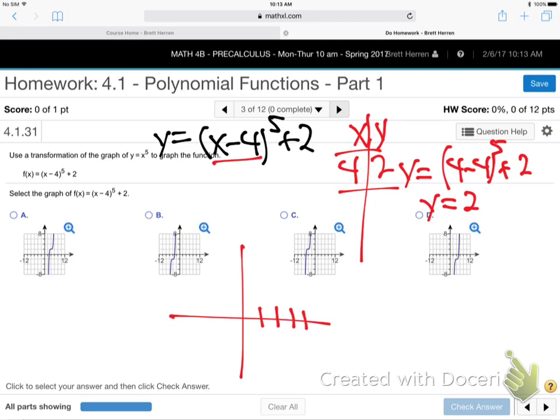1, 2, 3, 4, up 2. There's the new center, right? Did you guys get that okay? Over 4, up 2. That's where normally the center's at the origin for all these graphs. This one's centered, has moved to 4, 2.